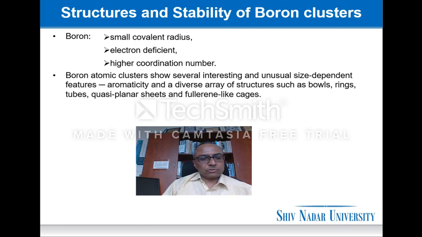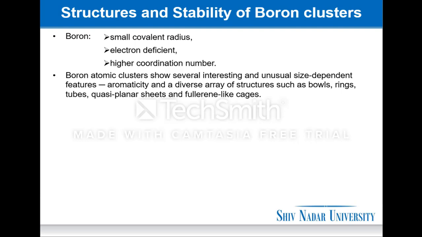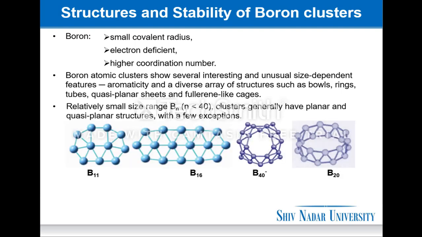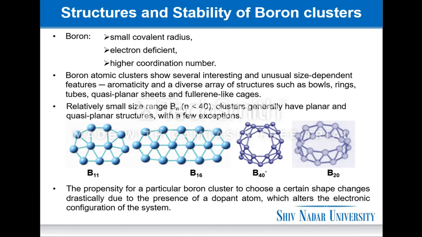Boron atomic clusters show several interesting and unusual size-dependent properties, including aromaticity and a diverse range of structures such as bowls, rings, tubes, quasi-planar sheets, and fullerene-like cages. Smaller clusters with less than 40 atoms generally have planar and quasi-planar structures. The propensity for a particular boron cluster to choose a certain shape changes drastically due to the presence of a dopant atom, which alters the electronic configuration of the system.